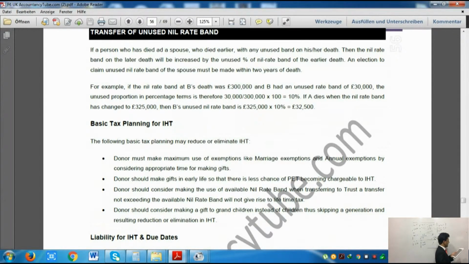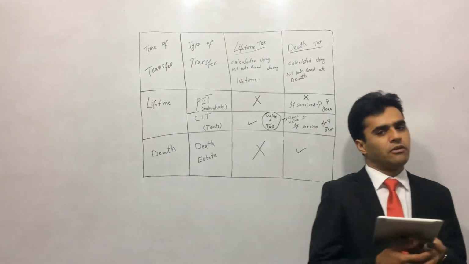Any election to claim the unused nil rate band by the spouse must be made within 2 years of the death. For example, if the nil rate band of Mr. B was £300,000 and B had an unused nil rate band of £30,000, the unused proportion in terms of percentage is 10%, isn't it? If A dies when the nil rate band has changed to £325,000, A's nil rate band would be £325,000 multiplied by 10%, which would be £32,500.